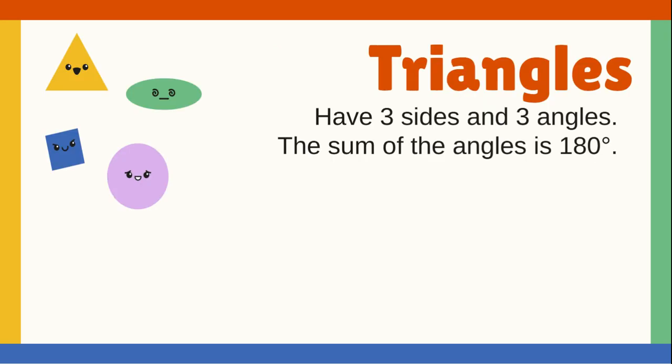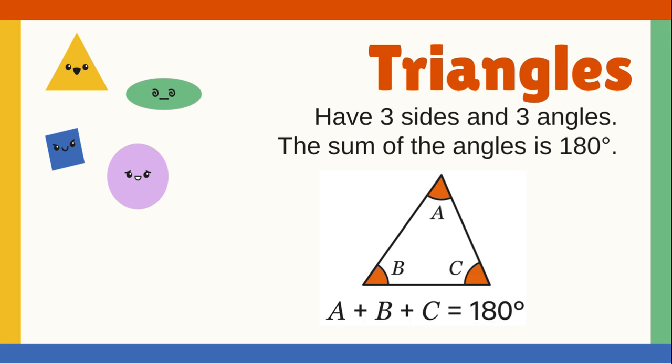And just a few more vocabulary words that we can learn about triangles. So, obviously, triangles have three sides. We've known that forever. They also have three angles, three vertices. But what might be new is that if you add the three angles of a triangle together, it's going to equal 180 degrees.